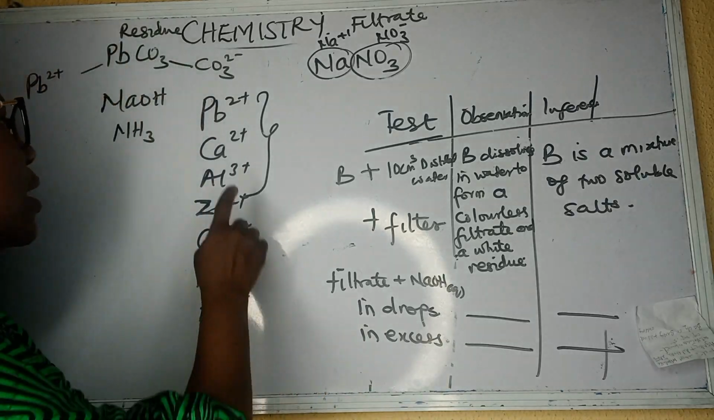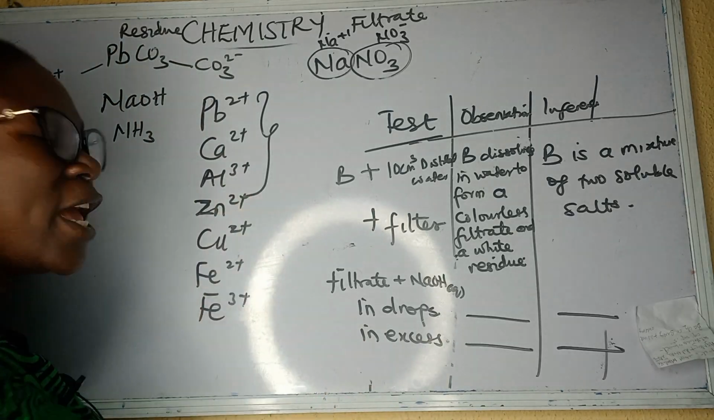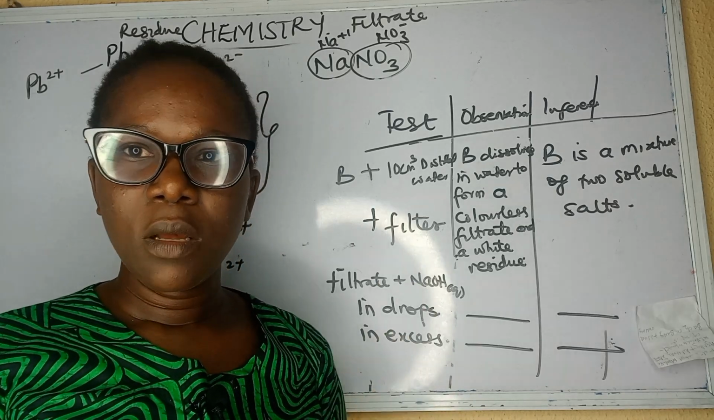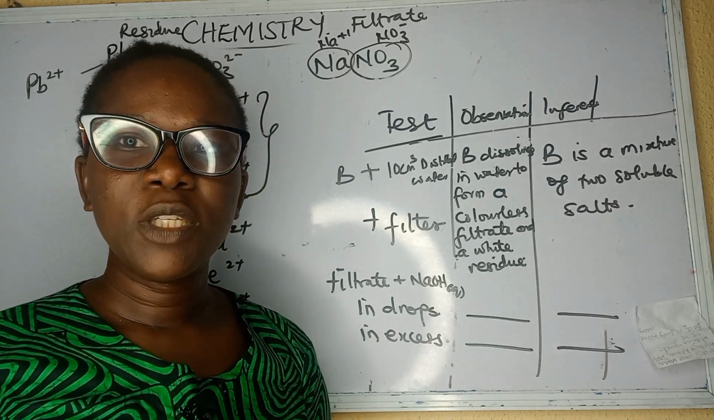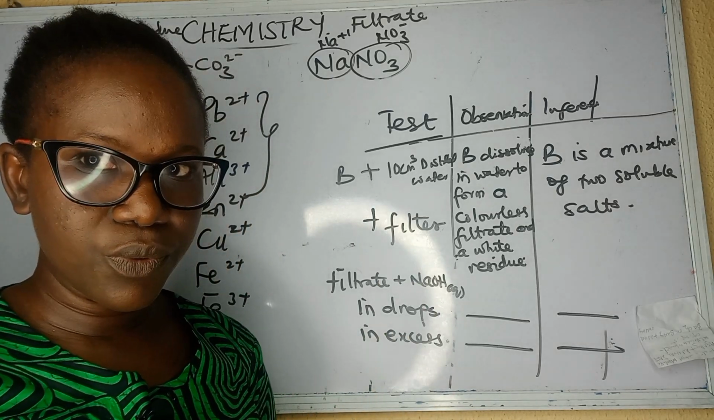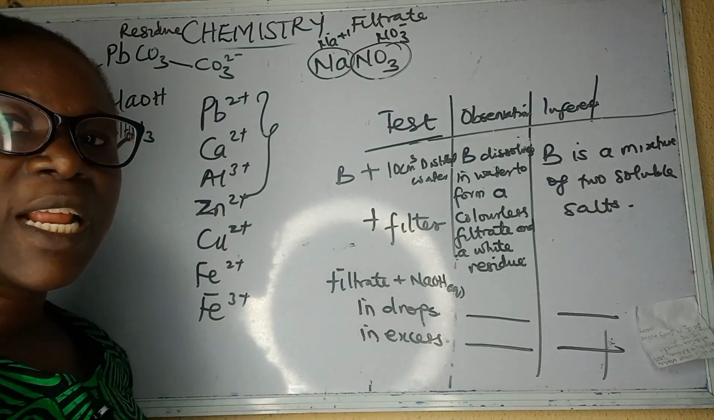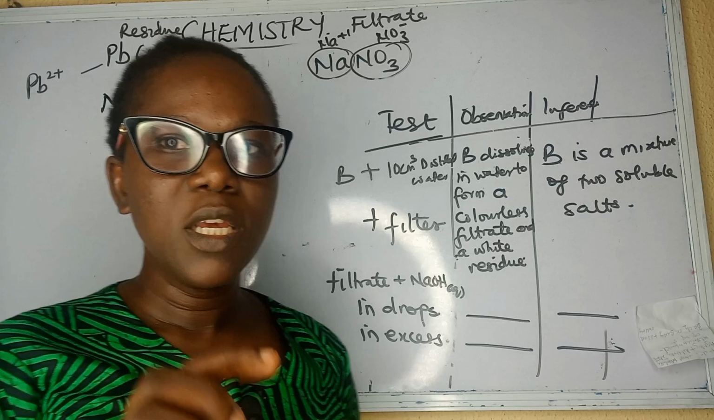It will not react. Now, when you add ammonia to any compound containing aluminium, it will form a white gelatinous precipitate, and the precipitate will be what? Insoluble, if it is ammonia. Then if it is zinc, the gelatinous precipitate will be soluble.